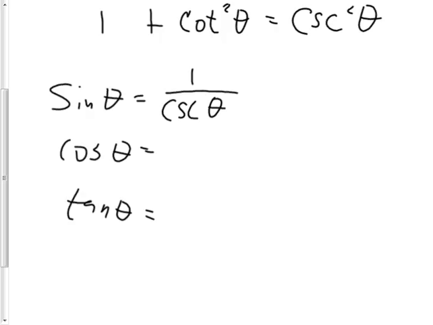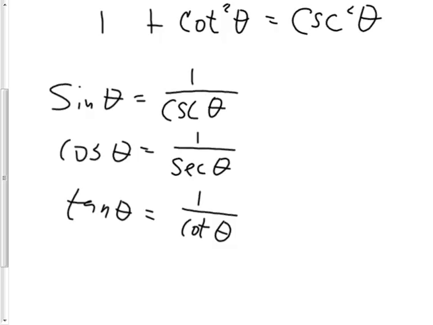And cosine is the same as 1 over its flippin' sister. Cosine goes with secant. And the last one, the only two that kind of make sense to me: tangent kind of logically goes with cotangent.